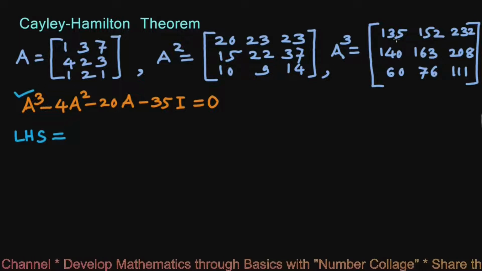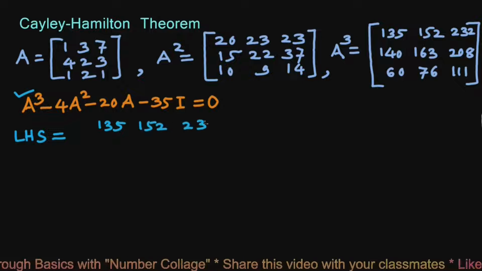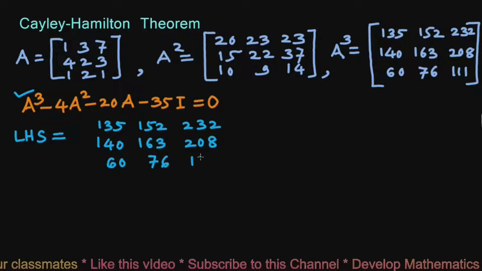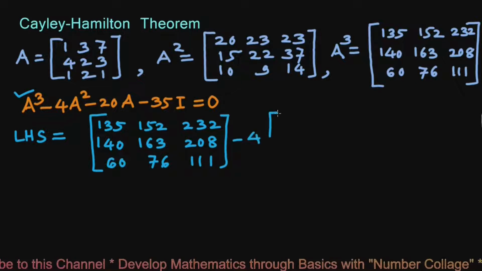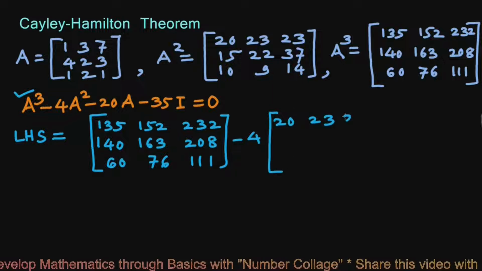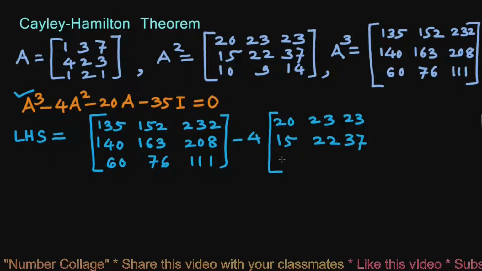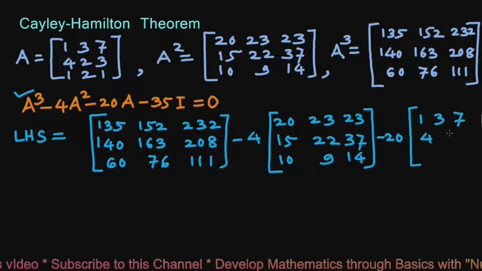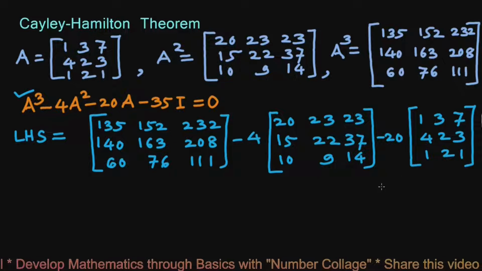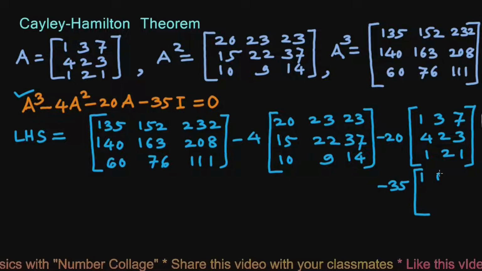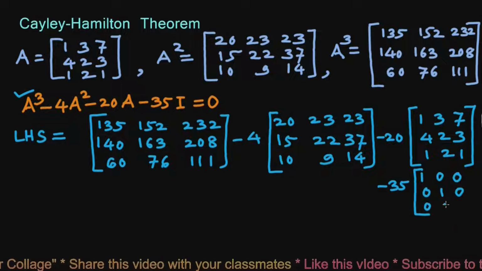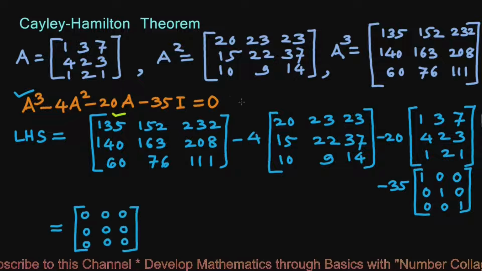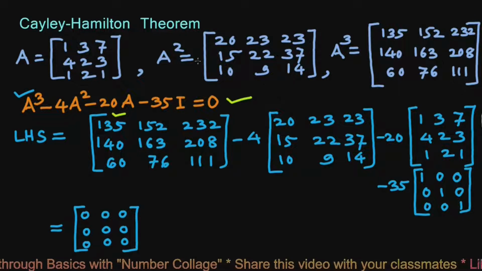That will be this A cube, which we have as matrix [135 152 232; 140 163 208; 60 76 111], minus 4 times matrix A square [20 23 23; 15 22 37; 10 9 14], minus 20 A, which is [1 3 7; 4 2 3; 1 2 1], minus 35 into identity matrix [1 0 0; 0 1 0; 0 0 1]. After simplification, LHS works out to be a zero matrix that verifies this equation to be true, hence verifies Cayley Hamilton theorem.